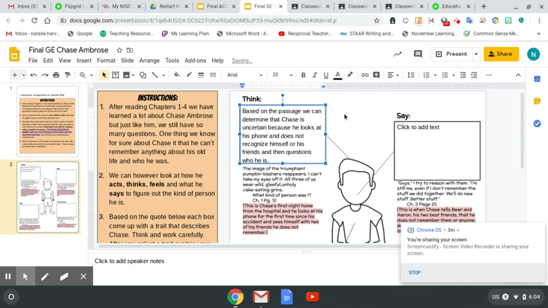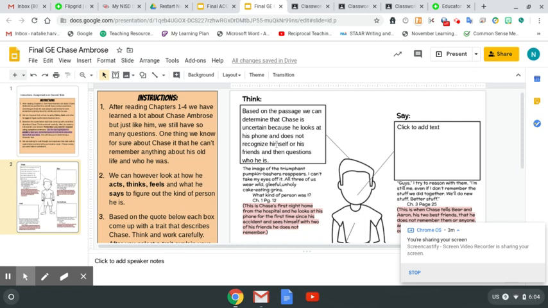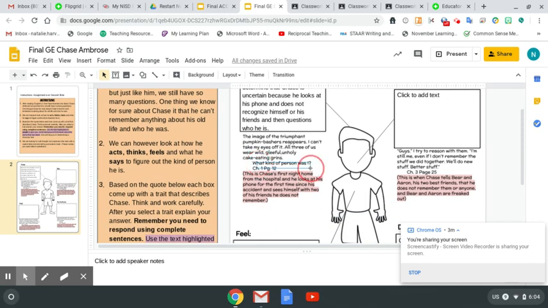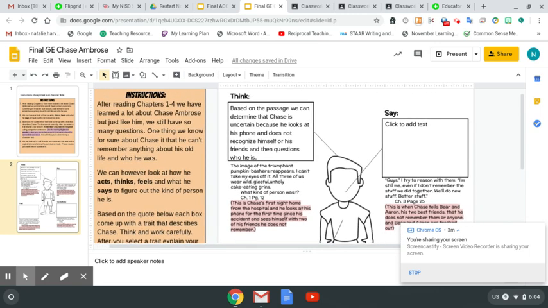Okay, so this is what I came up with. Based on the passage, we can determine that Chase is uncertain because he looks at his phone and does not recognize himself or his friends, and then questions who he is. And so right here, what kind of person was I? So based on Chase's confusion, I am determining that he is uncertain.